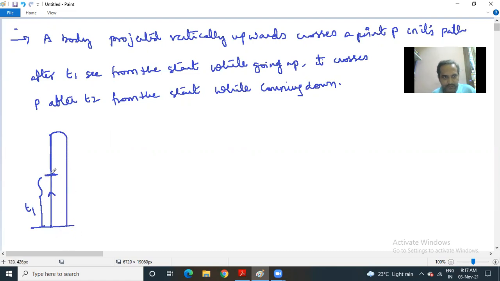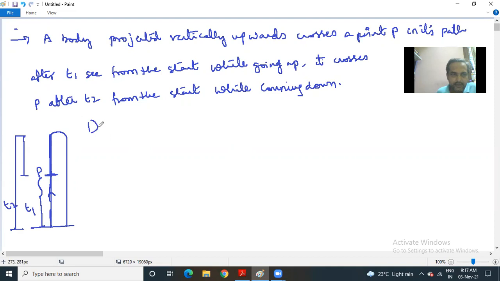So it means it crosses point P while going upwards after t1 seconds, while coming downwards it is crossing point P again. So from the start, it takes t2 seconds. So you need to understand that going like this and coming like this, to complete this process, it takes t2 seconds.